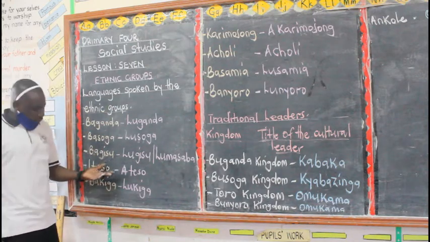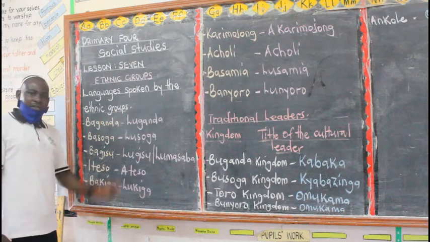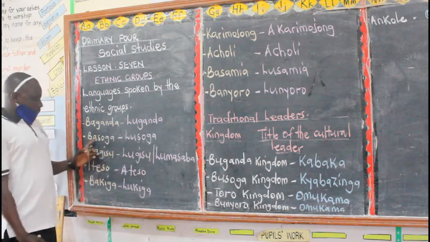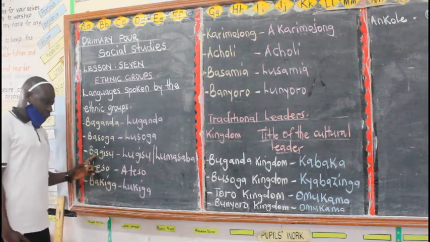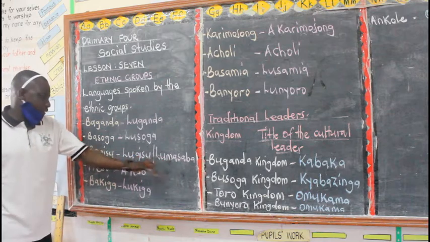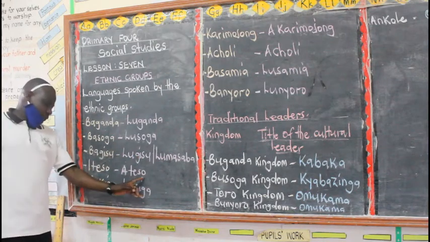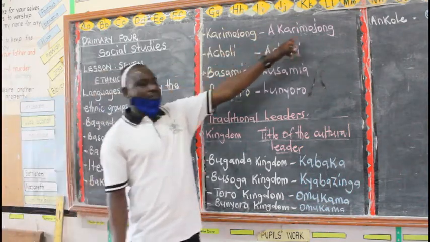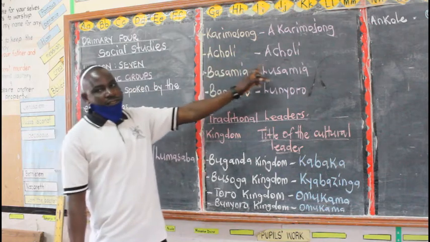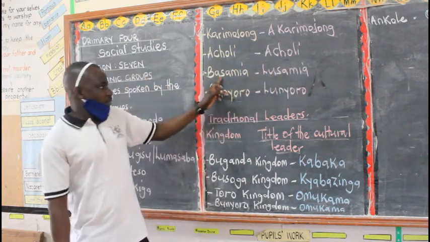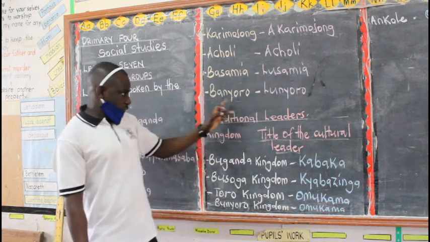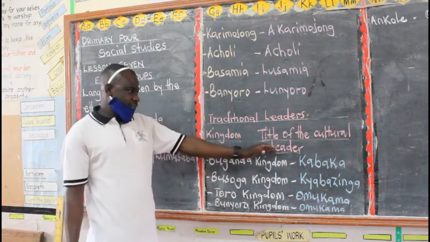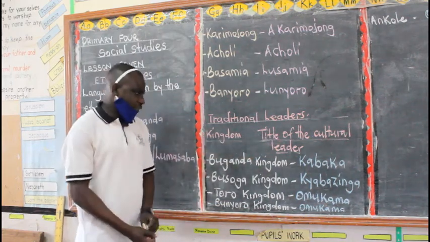So these are some of the languages and even the tribes that are being used in Uganda. If you look at the Baganda, the language is Luganda. Basoga, Lusoga. Bagisu, Rugisu or Rumasaba. Iteso, Ateso. Bachiga, Ruchiga. Karimojong, Akarimojong. Acholi, Acholi. Basamia, Rusamia. Banyoro, Orunyoro. Then you have the traditional leaders and even the names given to their kingdoms.